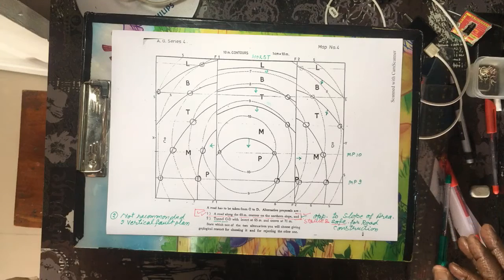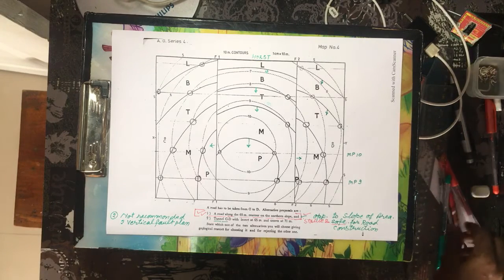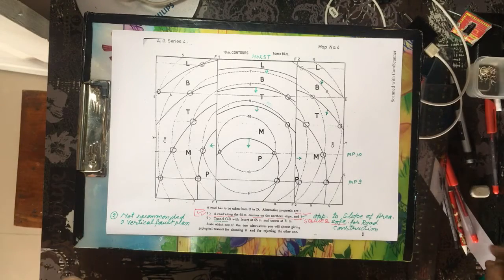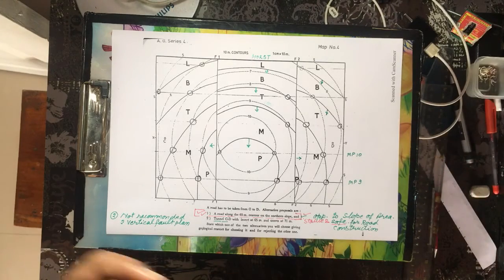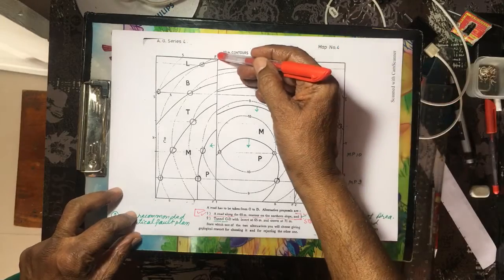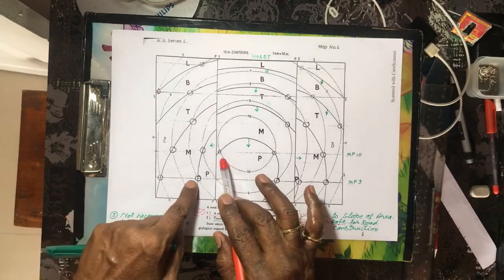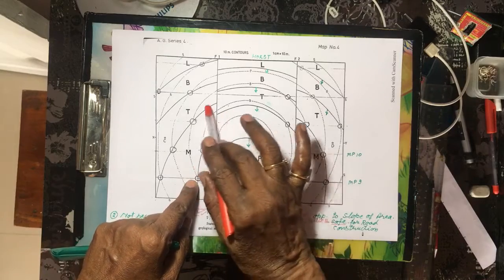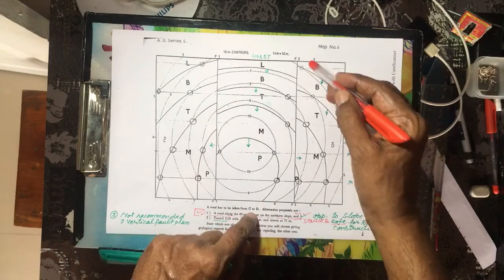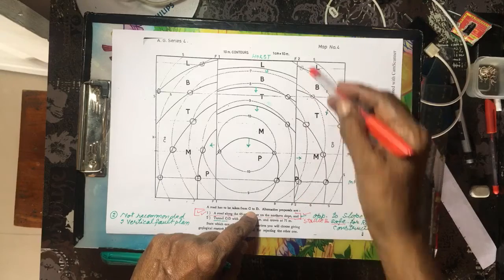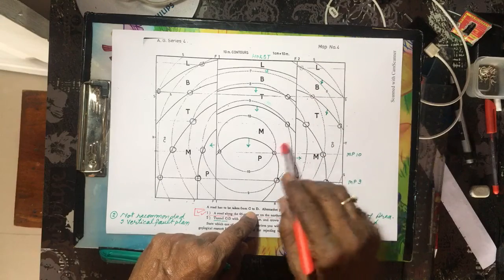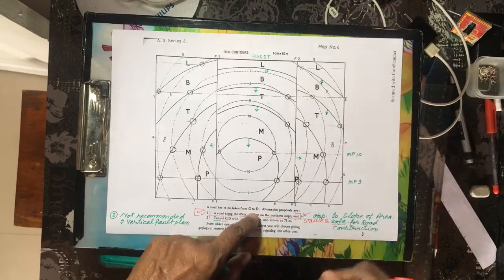Map number 4 also presents two fault structures. One fault plane is this, F1. On both sides of this fault plane, displacement of the bedding planes is indicated. There is another fault plane, F2, and the displacement of the bedding planes is written there.